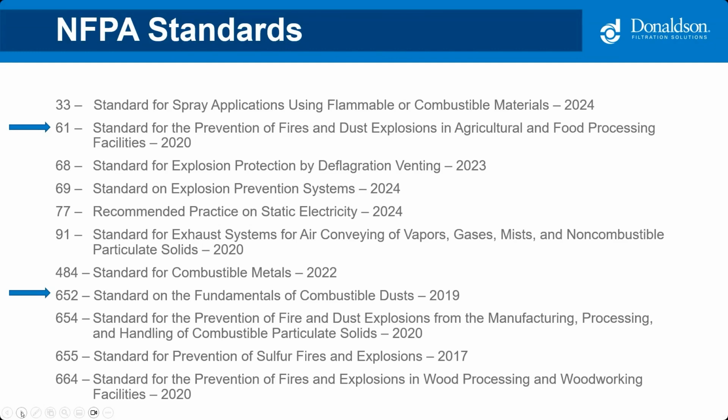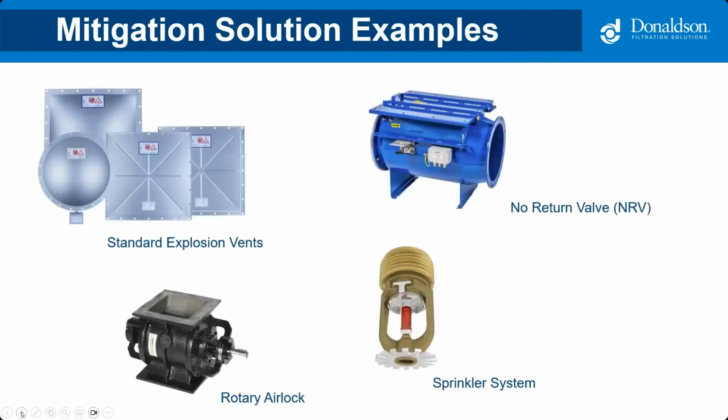68 and 69. 68 is the standard for explosion vents. It's where it talks about how to size those explosion vents. And then 69 is the standard on explosion prevention systems, where it talks about the different equipment and other things out there to do that. Some different mitigation options: explosion vents, no return valves, rotary airlocks that act as a material choke at the bottom of the collector. Depending on the application, the authority having jurisdiction, the AHJ, and the process owner's risk tolerance, you may use one or all these different options.